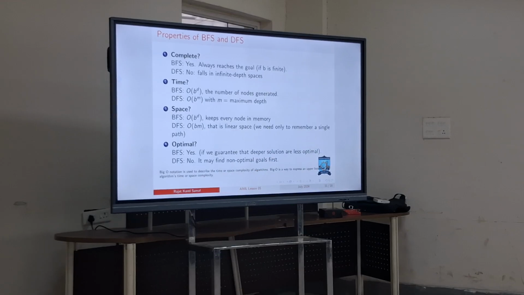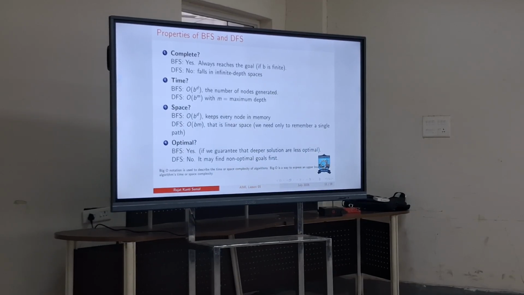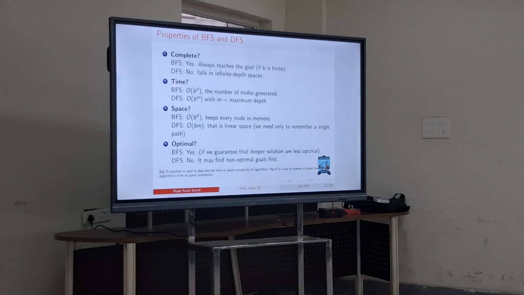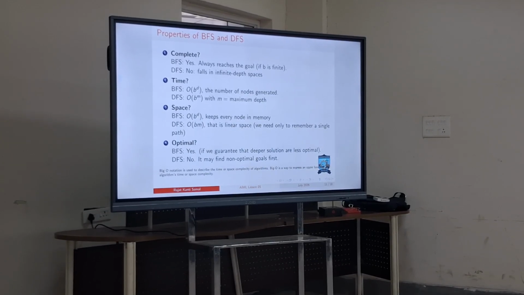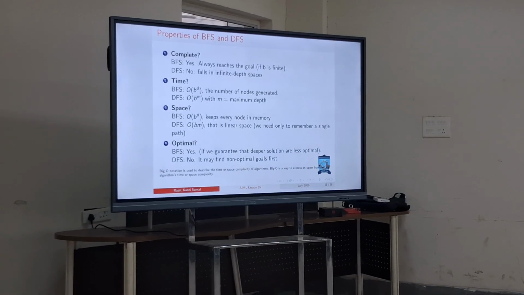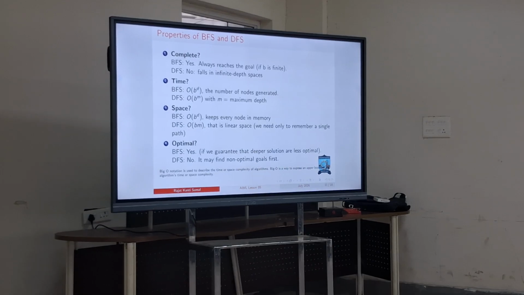Next, time. This is the time complexity notation, O notation. For BFS it is b to the power d, the number of nodes generated, and here for DFS it is b to the power m. This much time you will take. It takes lots of time. It's not linear.